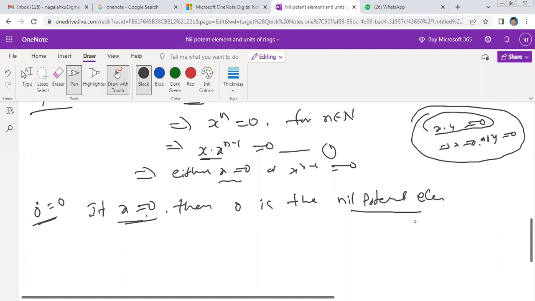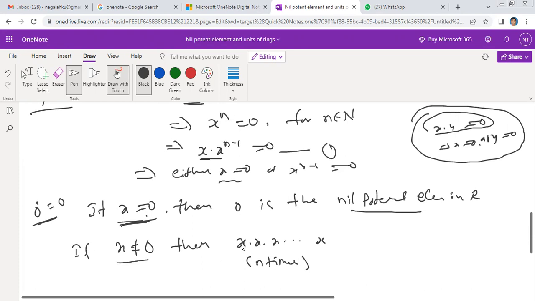x equal to 0 is the nilpotent element in R. If x is not equal to 0, what happens? I am checking whether anything other than 0 can be nilpotent. If x is not equal to 0, then what is the value of x into x into x up to n times?